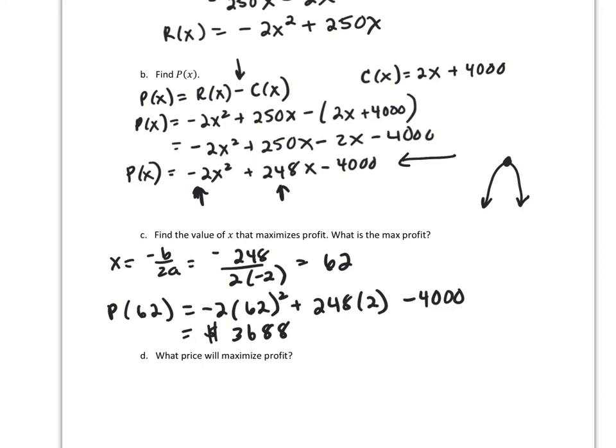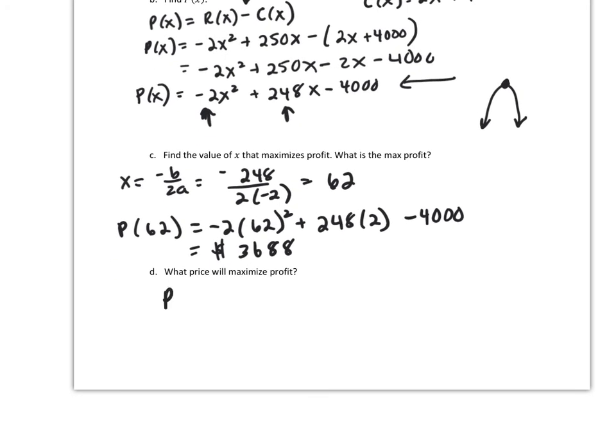Now, what price will maximize profit? What am I trying to find? Am I trying to find profit or am I trying to find price? I'm trying to find price, and the price equation is given as 250 minus 2x. Well, to find price, I need to have a value to substitute in for x. And it's talking about what number of units maximizes profit. That's 62. So price equals 250 minus 2 times 62, and that price is 126.